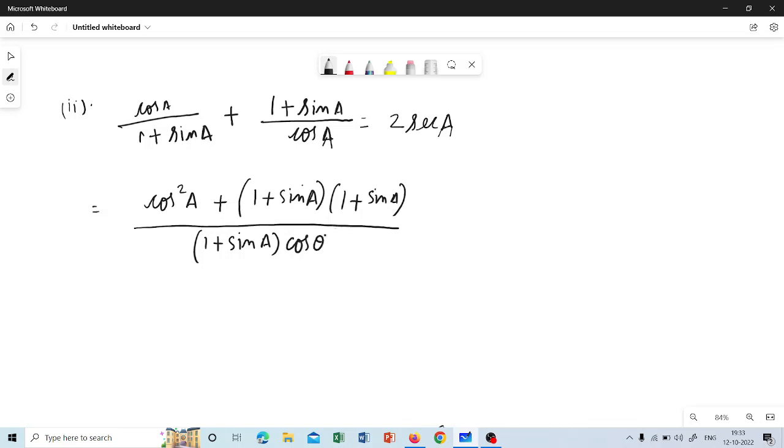So let's simplify the numerator, and now we know that 1 by cos theta gives the secant theta. So secant, sorry, this should be A, it's a mistake.